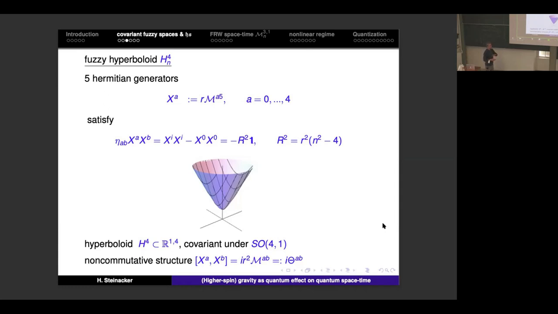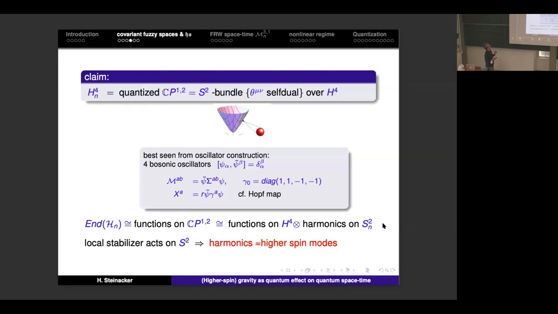Yeah. Okay, I'll explain this. Next slide. Very good point. This turns out to be, you cannot understand it as a function on this thing, but that's the key. That's the whole point. You see, what you really have done is, this hyperbolic is really a quantized six-dimensional space, and the six-dimensional space is an S2 bundle over H4.